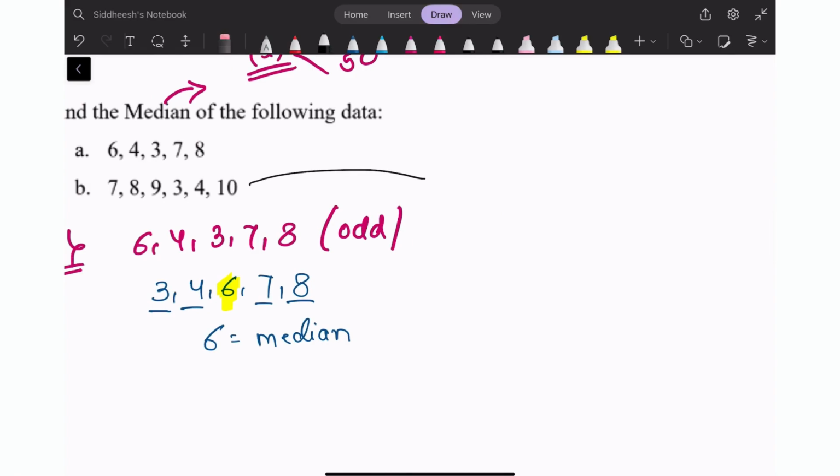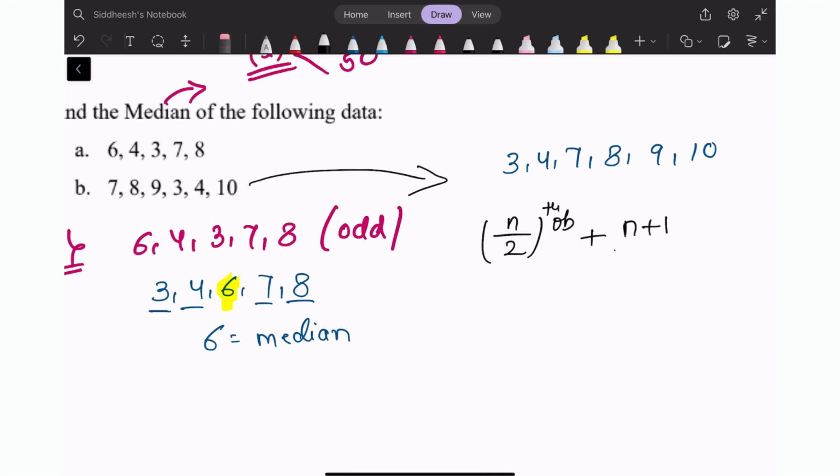Let me take this example here. Suppose we are having 7, 8, 9, 3, 4, 10. First step, arrange the same in ascending order. So we have 3, 4, 7, 8, 9 and 10. So we have a formula for it. That is n upon 2 observation, plus n plus 1 upon 2 observation, upon 2.